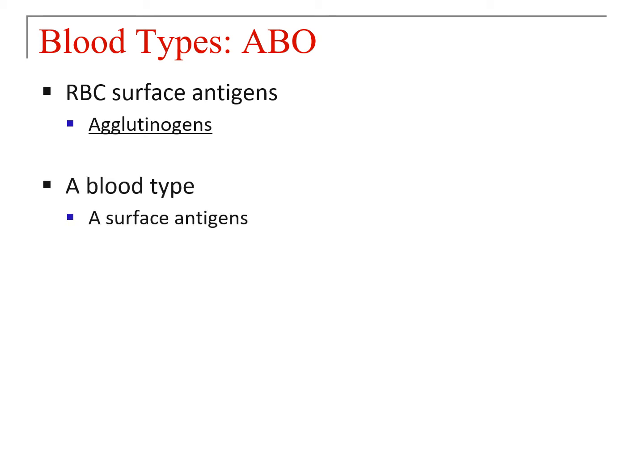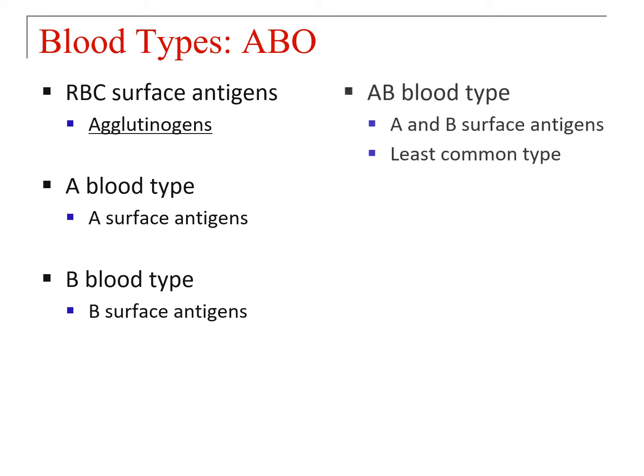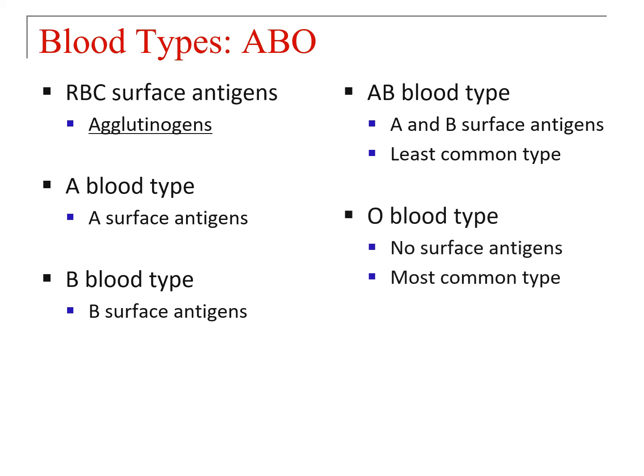So if you're blood type A, then your red blood cells have A surface antigens. If you're blood type B, your red blood cells have B surface antigens. If you're type AB, you have both surface antigens, and this is the least common type. And if you're type O, which is the most common type, then you have no surface antigens at all.